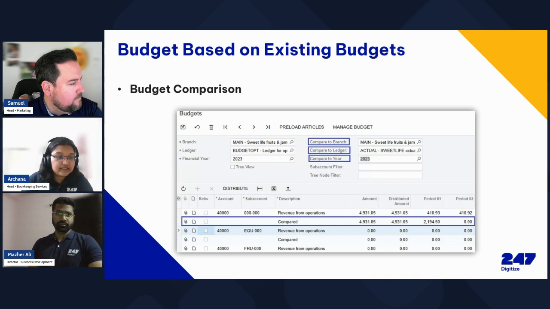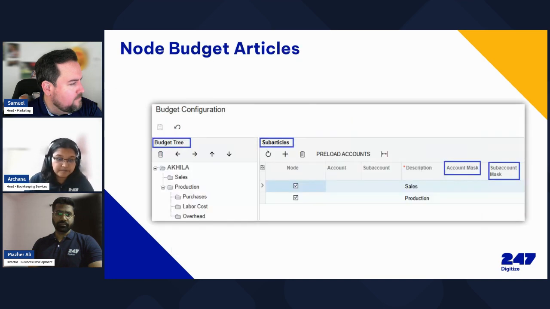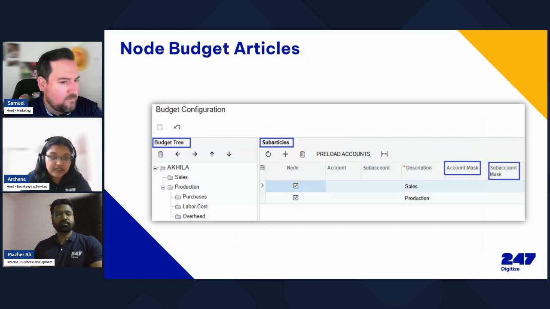We will now look at the hierarchical budget tree. In Acumatica ERP, you can define a budget structure that will be used by all companies and branches. To do so, you configure a budget tree in which budget articles are divided into groups that are represented as nodes and leaves in the system.